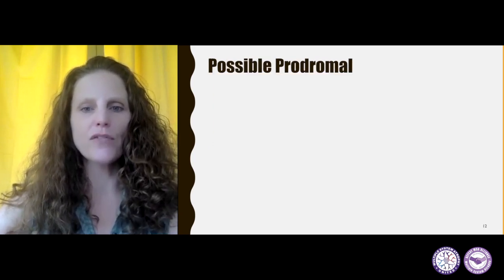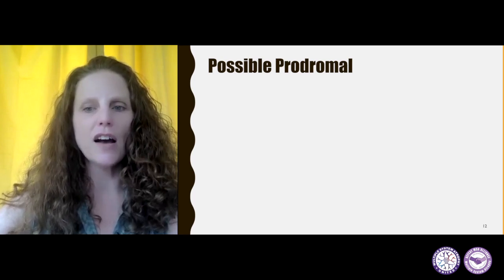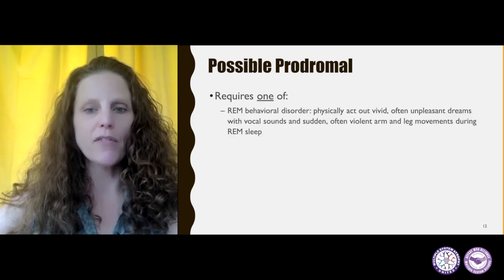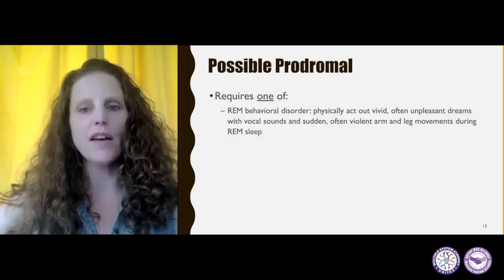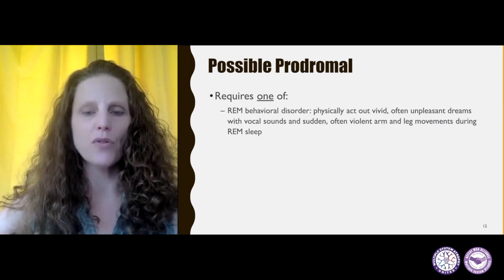The final category of diagnostic certainty is possible prodromal. These are signs and symptoms commonly seen in the early phases of the disease process. This diagnosis requires at least one of the following: REM behavioral disorder, defined as a physical acting out of vivid, often unpleasant dreams with vocal sounds and sudden, often violent arm and leg movements during the REM phase of sleep.